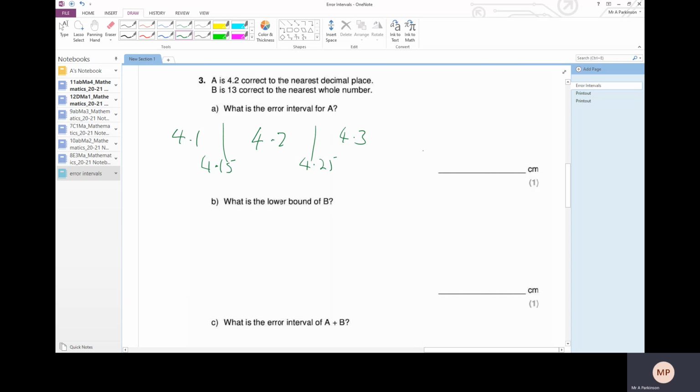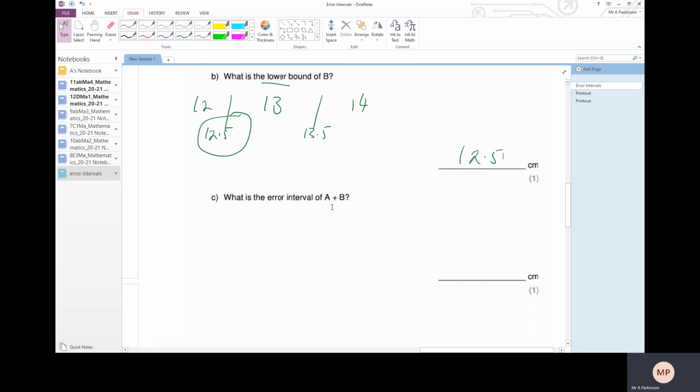So there we go: 4.15 is less than or equal to A is less than 4.25. It can be that one, it can't be that one. Part B says, what is the lower bound for B? So let's do the bound. It's 13, nearest whole number, so we go up by the whole number. So that's 14 and 12. We find the middle, which is 12.5 and 13.5. The lower bound is 12.5.